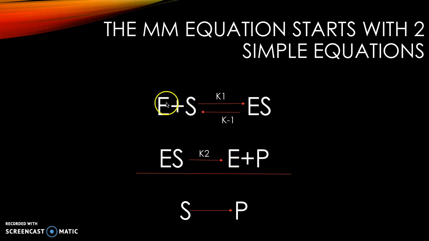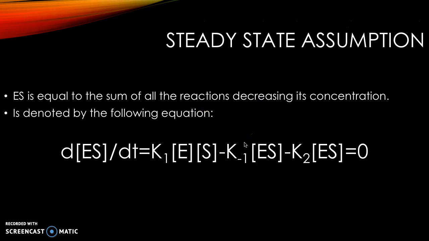As you can see, if you factor all of the enzyme out of this equation, you would get substrate yielding product. So that way we know we're on the right track. To take this information, we will need to look at the steady state assumption. The steady state assumption is that ES is equal to the sum of all the reactions decreasing its concentration. It can be denoted by this equation, where the instantaneous rate of change of ES divided by time equals K1 times the enzyme concentration times the substrate concentration, minus K-1 times the ES complex concentration, minus K2 times the ES complex concentration, which is all equal to 0.